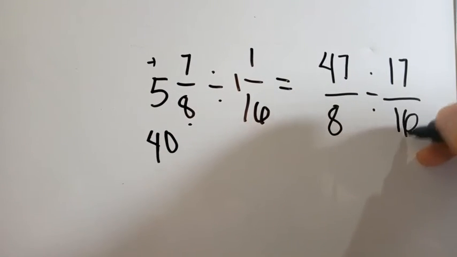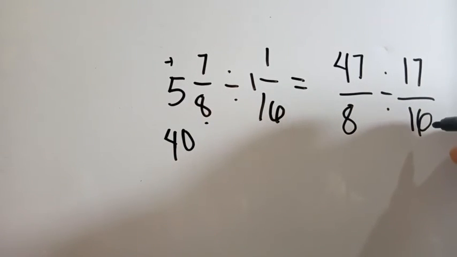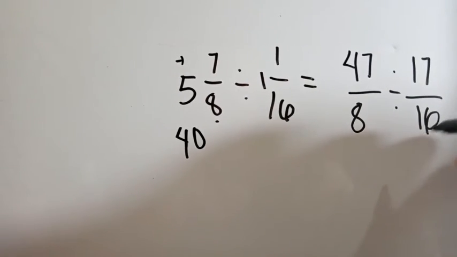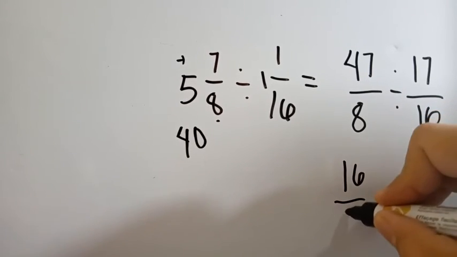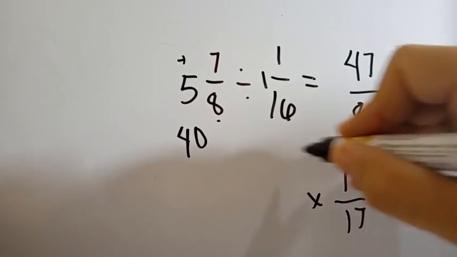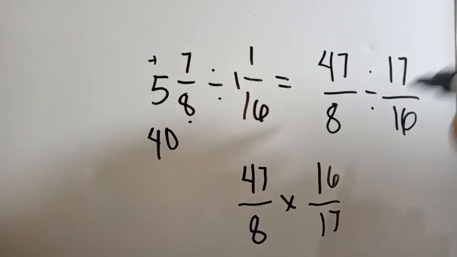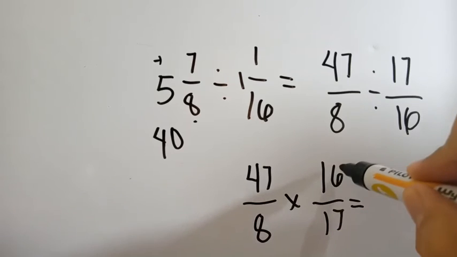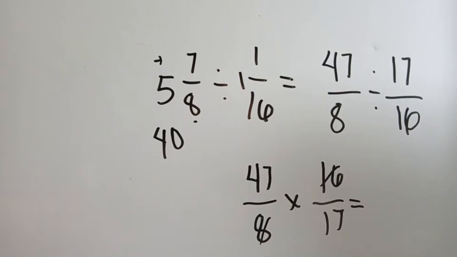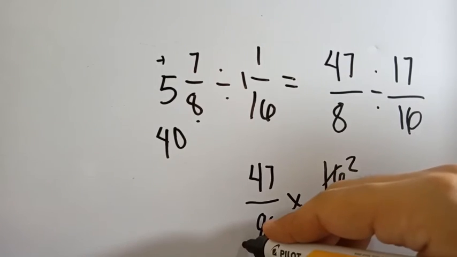We have 16. Okay, so we have 17/16, the divisor, and we change it into its reciprocal. So we have 16 over 17 multiplied by 47 over 8. We just copy the dividend. Okay, so pwede ba natin i-divide yung 16 at 8? Pwede. So 16 divided by 8, answer is 2. So lagyan natin lang dito ng 1.